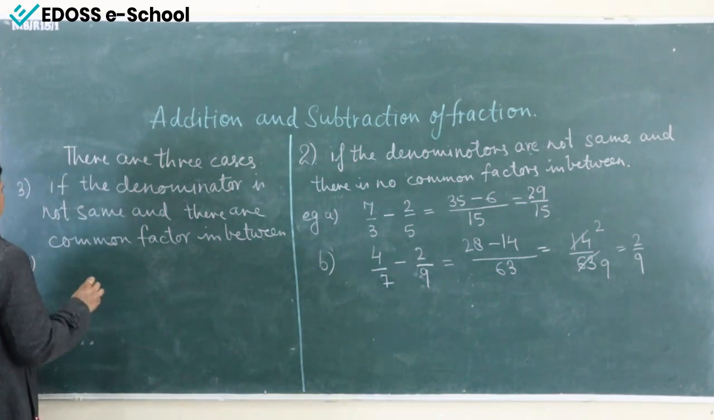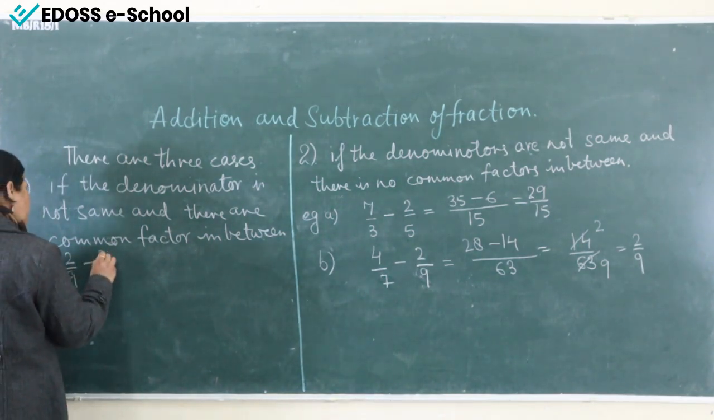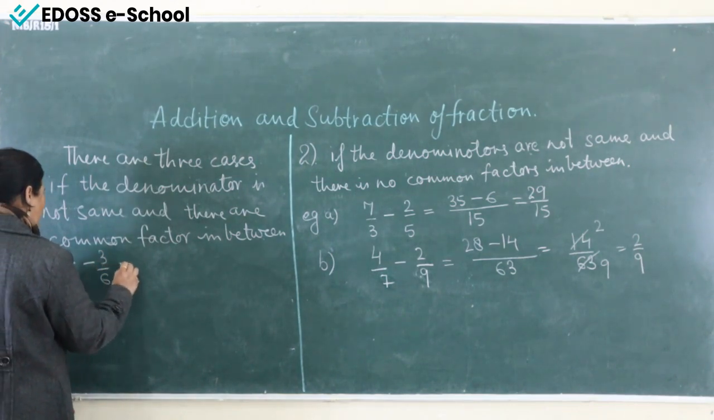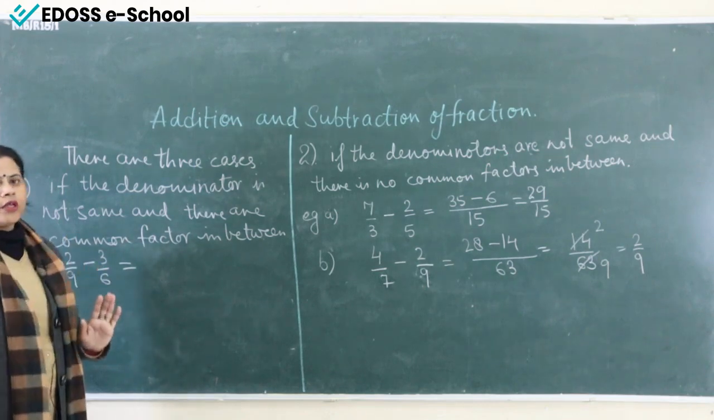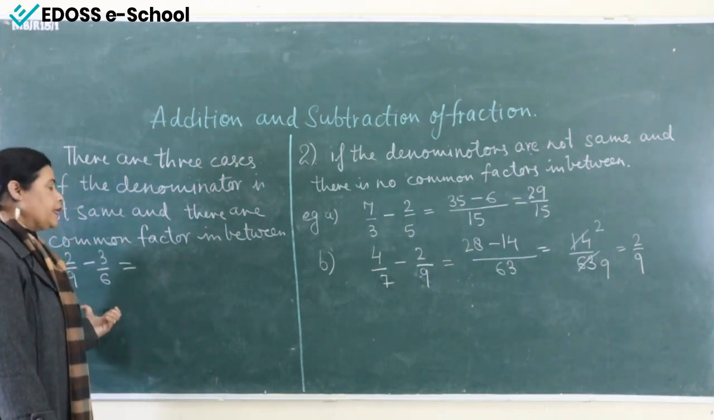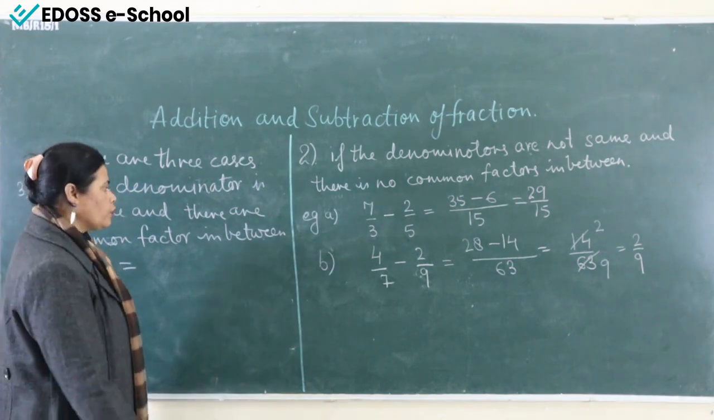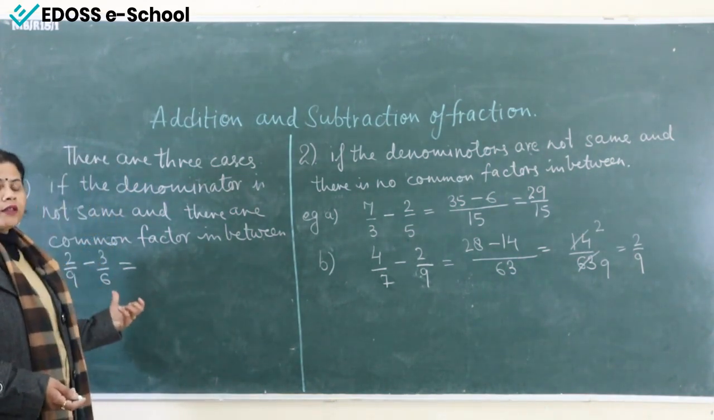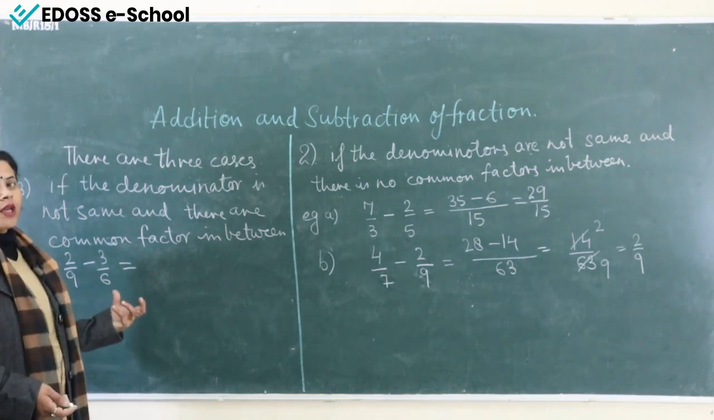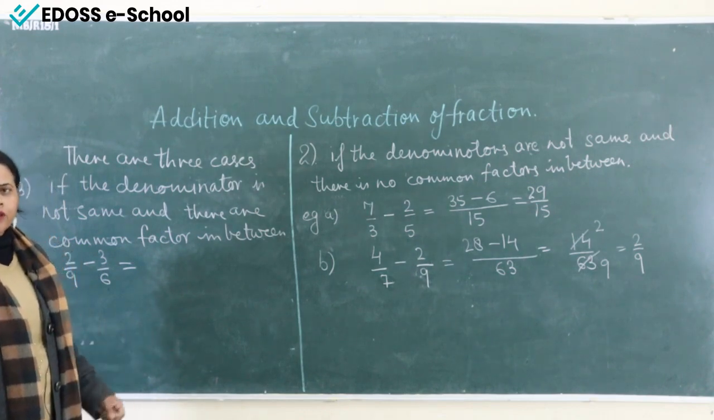Again here it is 2 upon 9 minus 3 upon 6. Now all of you look here. Here it is 2 upon 9 and 3 upon 6. So what you will do, 9 and 6. There is a common factor, that is 3, because in the table of 3, both the numbers 9 and 6 will come.